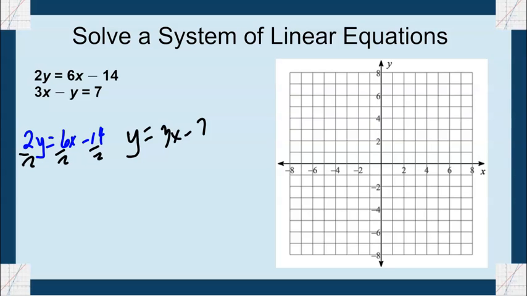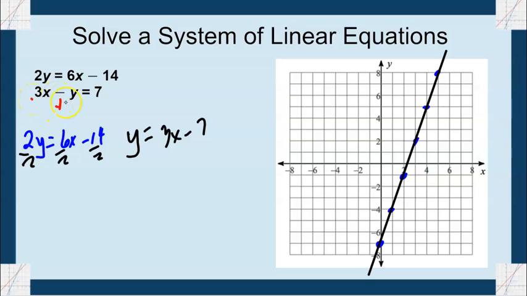Now to graph it, I'm going to start with my y-intercept, which is at negative 7. I have a slope of a positive 3, so I go up 3 to the right 1. I can go up 3 more to the right 1, up 3 more to the right 1. The more points you put down, the more accurate of a line you're going to have. And then to draw my line, I'm just going to put my point here. So here's our line.